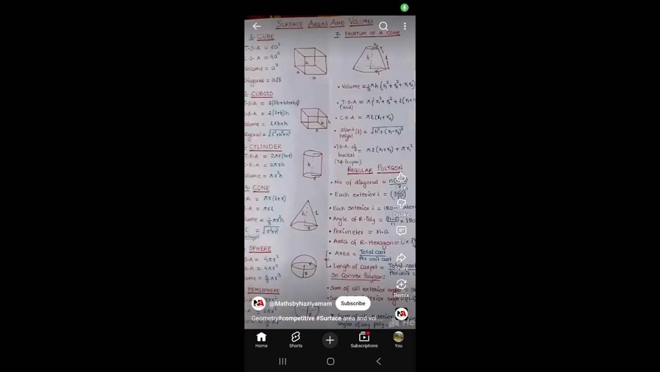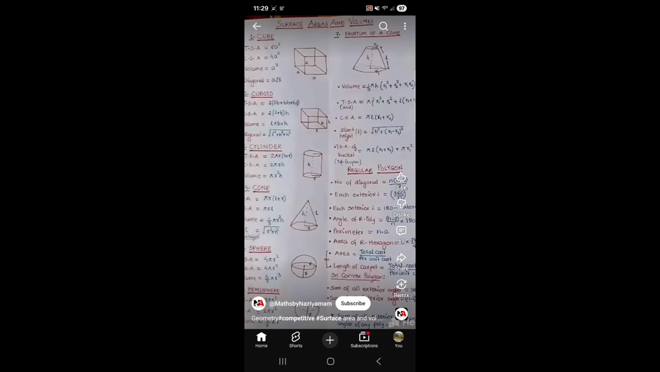So, the surface area of a cube is 6 times a squared. The C.S.A., the curved surface area, is 4a squared. And then the volume is a cubed. And then the diagonal is a times the square root of 3.